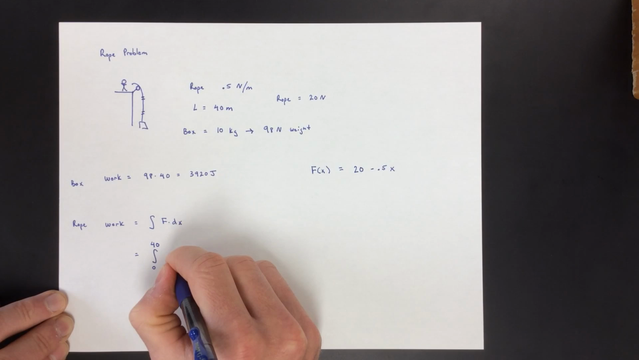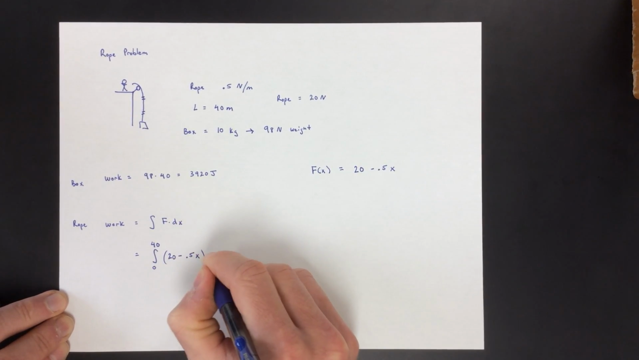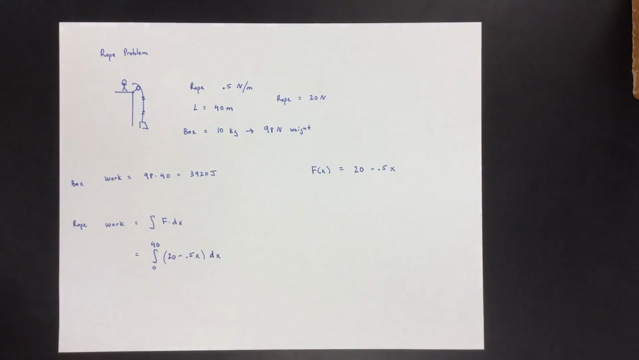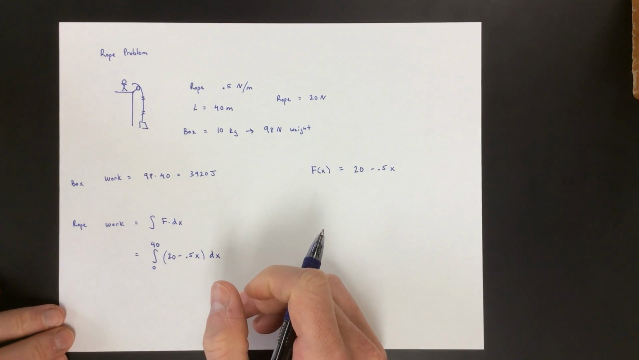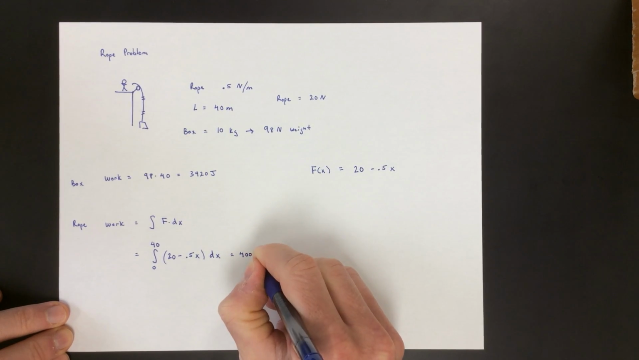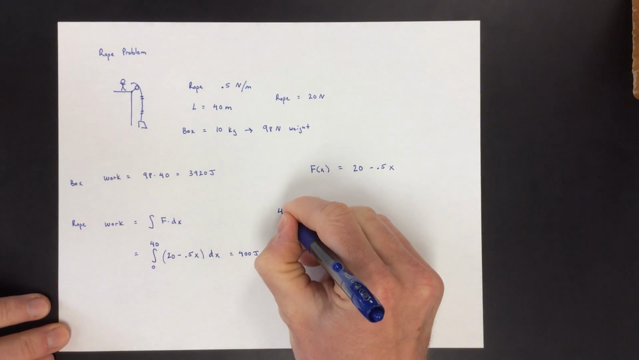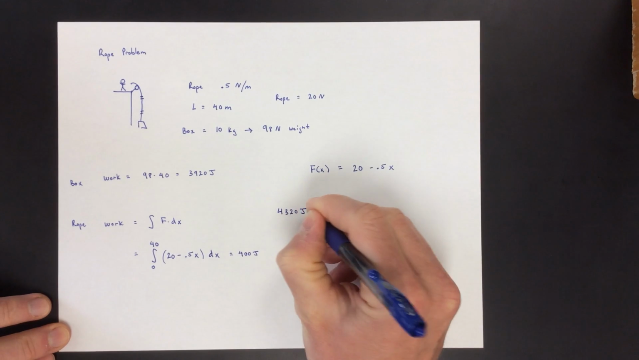So over here, the integral of 20 minus 0.5x dx. Okay, and let's just type that out real quick. Integrate 20 minus 0.5x, x from 0 to 40, and we get 400 joules of work required. Then we can add that to the 3920, and we get a total work done of 4320 joules.